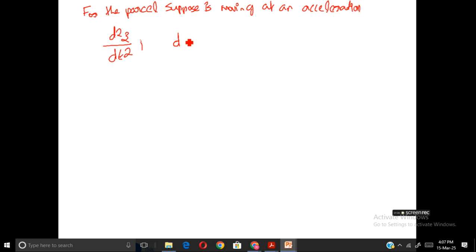the hydrostatic dp by dz plus rho dash g is equal to d square z by dt square. So if the parcel is having a vertical acceleration and dp by dz is equal to minus rho g, or dp by dz plus rho g will not be equal to 0. Instead it will be equating to the acceleration of the parcel.